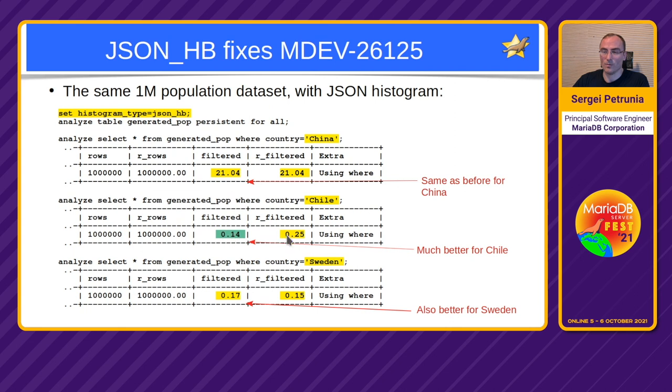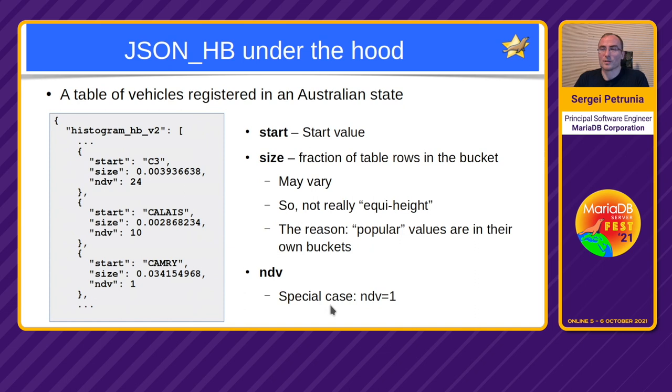It's a little bit off, but it's not orders of magnitude off. And the estimate for Sweden was slightly improved. So this JSON_HB histogram is more precise. Let's look at how it looks internally.